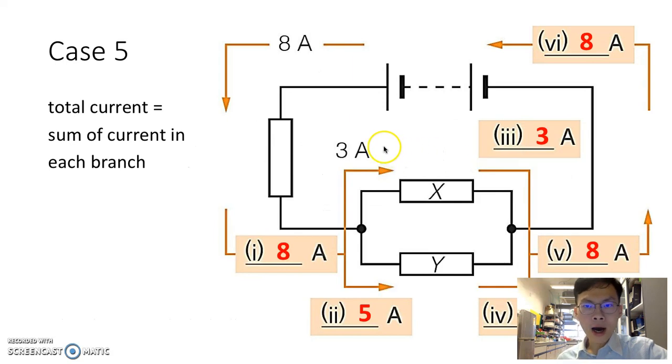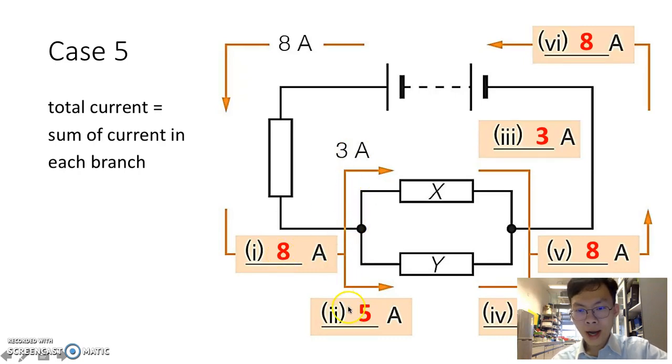Case 5 is actually a summary of case 1 to case 4, and you may see the relationship. Let's say if it is connected in series, you can see the current at every point in series is the same, which is 8 ampere. And then in a parallel circuit, for X and Y here, you can see that X has 3A, the total current is 8A, and the current passing through Y is 5A. So you can also do a mathematical calculation to find that the total current is the sum of the currents in each branch.